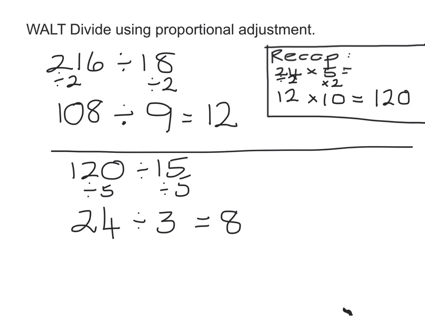It's really, really important, just recapping on the difference between multiplying using proportional adjustment and division using proportional adjustment. In the case of division, the same operation is performed on both numbers, whereas in multiplication you are going to divide one by a number and multiply the other by that same number. The end result is that you'll have a pair of numbers that are much easier to divide than the original ones.